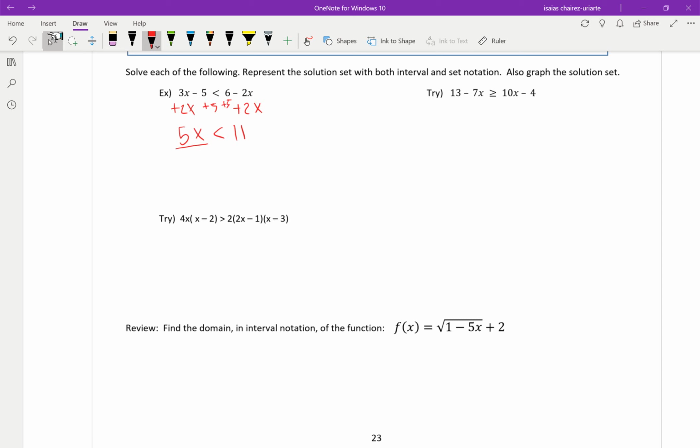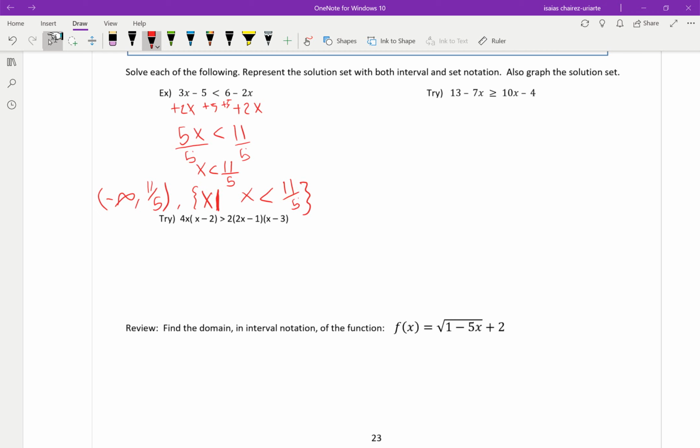Then I'm going to divide by 5. My solution looks to be x is less than 11 over 5. The interval notation for that is going to be negative infinity to 11 over 5. That's the interval notation answer. The set notation answer would be x such that x is less than 11 over 5. So that's the set notation.